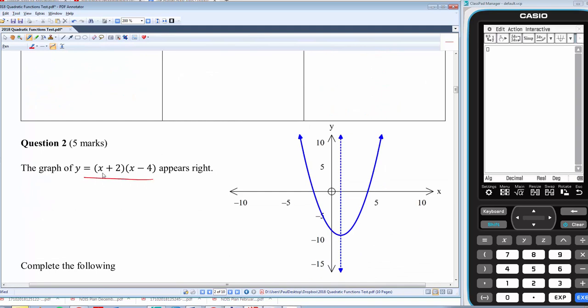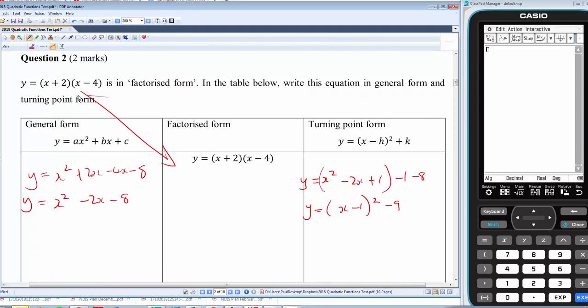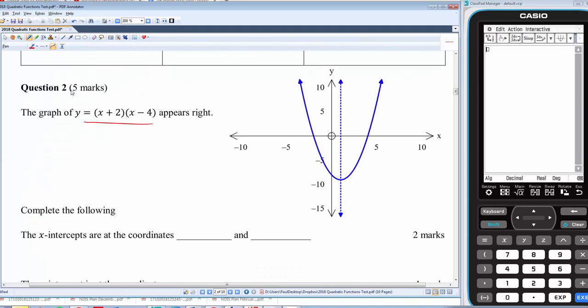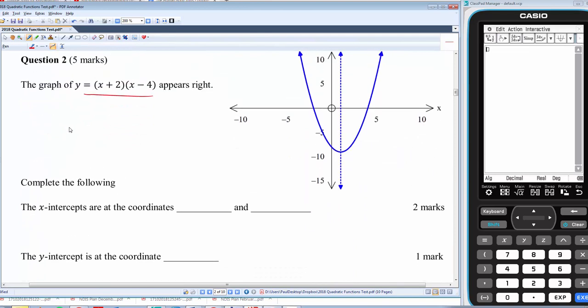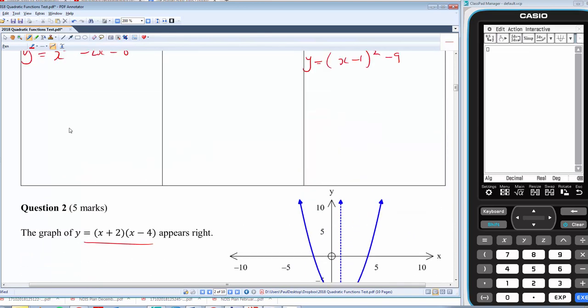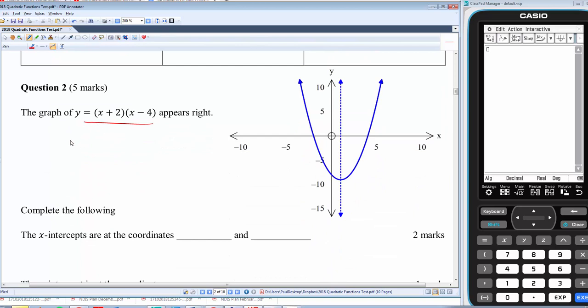So this is the graph that we were talking about there. That's that one over there. So the x-intercepts are at the coordinates, so you can just let that equal 0 and apply the Null Factor Law. So that's going to be at (-2, 0), sorry, negative 2, 0, I can't read my own writing, that's negative there, and (4, 0).